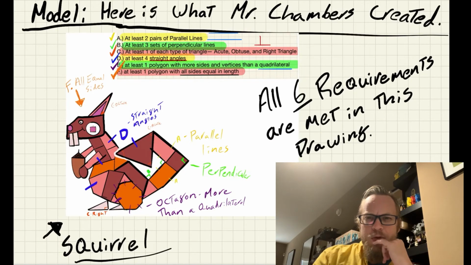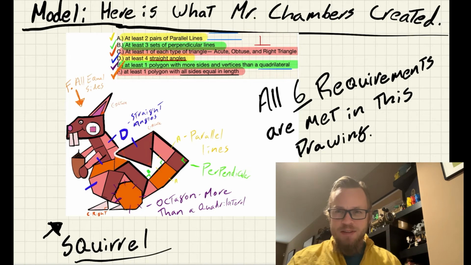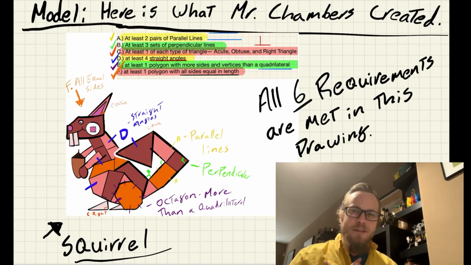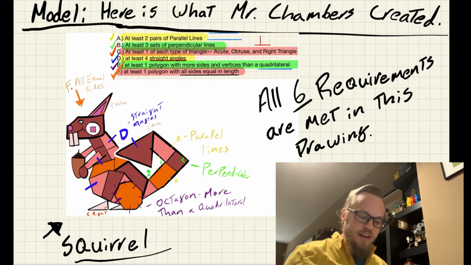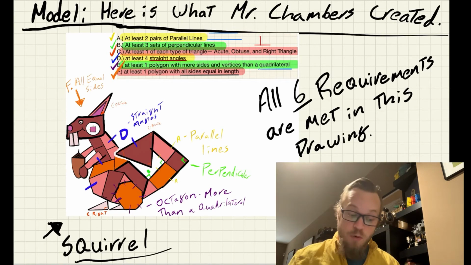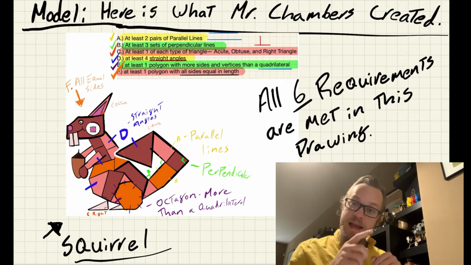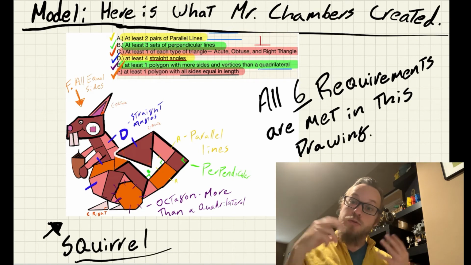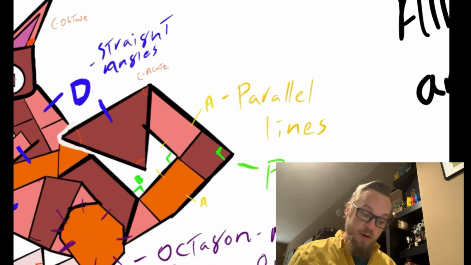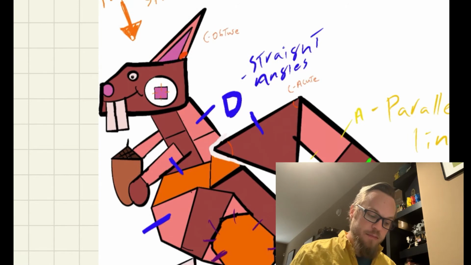Well, let me show you what Mr. Chambers came up with. At this point in the school year, you obviously know that my favorite animal is a squirrel. And so I've created this very geometric squirrel. You can tell it's a squirrel because it has an acorn in its hands, a long tail, and it's got some buck teeth to bite into those acorns. Now let me zoom in on the squirrel so you can see how I drew it.